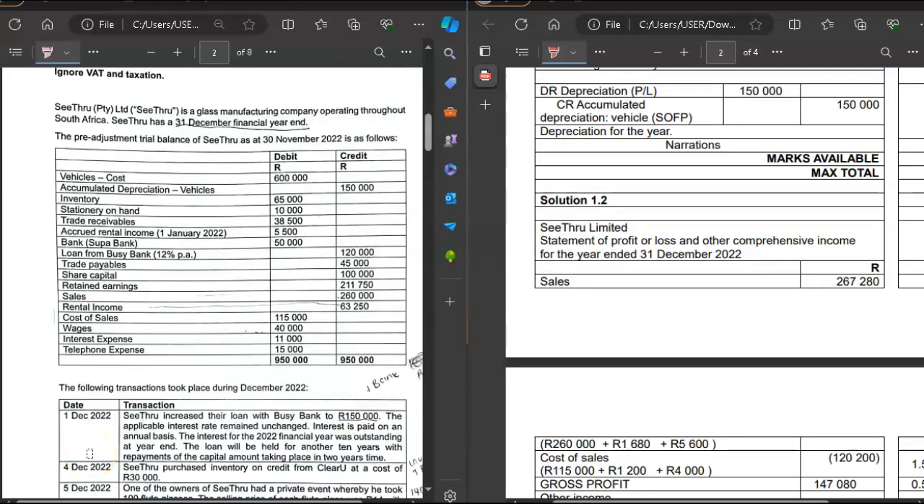Now, when constructing the income statement and balance sheet, although they're two separate questions, I like to do it one time. Because when we're doing the entries and transferring, you'll see it's actually easier. But if you want to do income statement and balance sheet separately, it's fine, right?